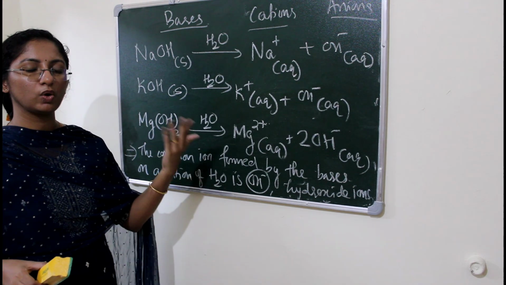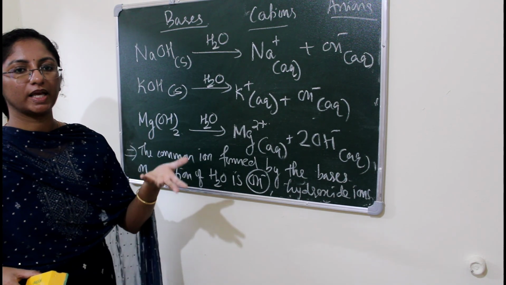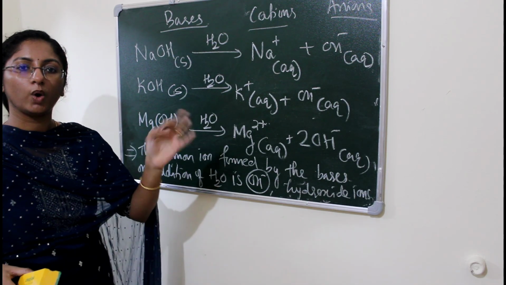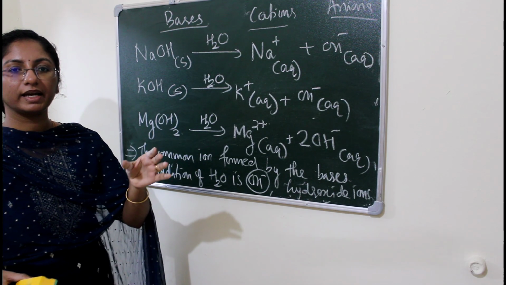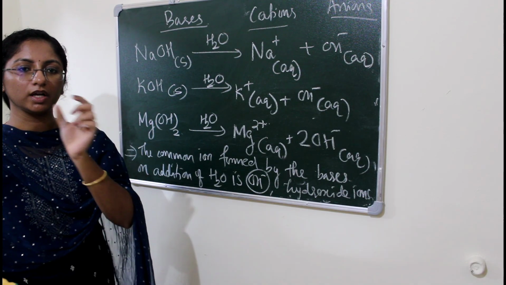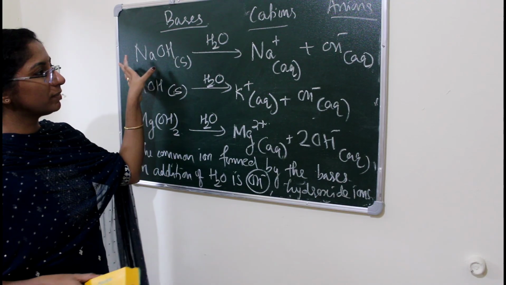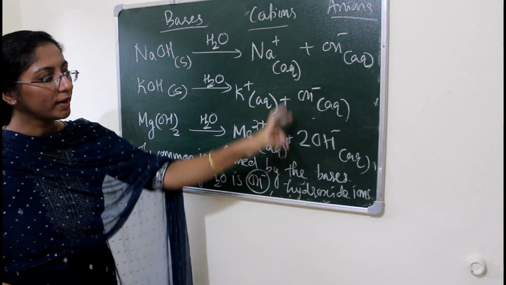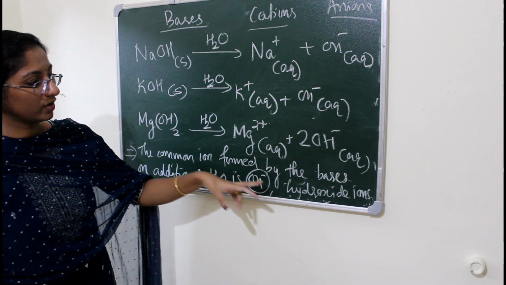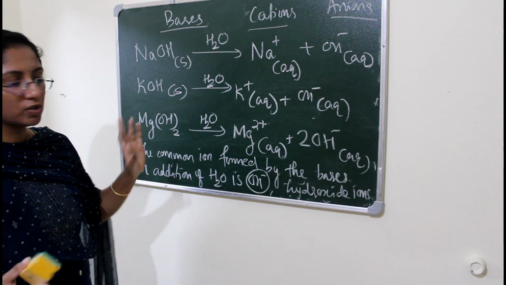H plus ions. We can call it hydronium ion also. Okay, H plus aqueous or hydronium ions, because H plus can't exist freely. That's why we add water to the acid. Then only we will get what? By adding H plus to the H2O, we will get H3O plus ions, that is hydronium ions. Similarly, when we add water to the bases, we are getting the common anion as OH minus ions, hydroxide ions, and cations can be Na plus, K plus, Mg2 plus, or like that.